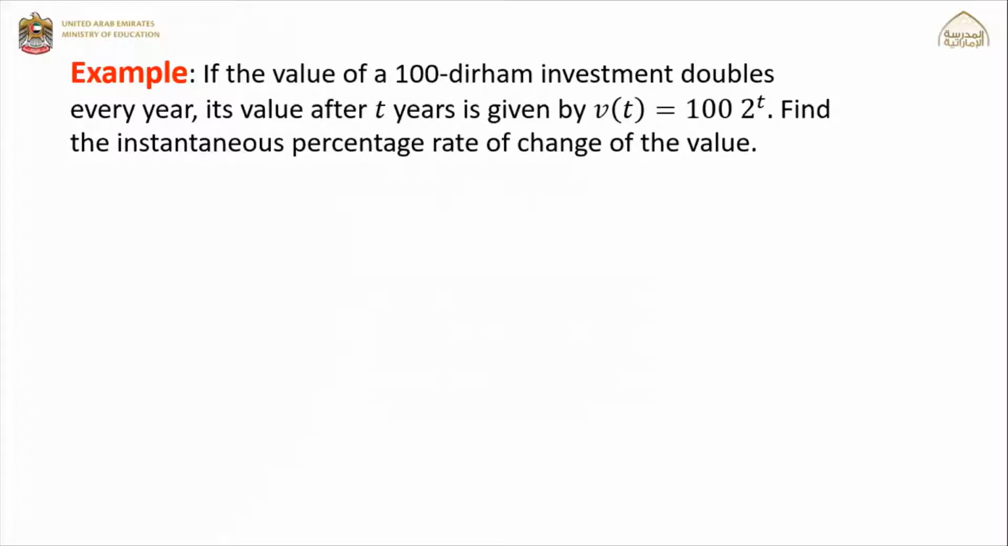Example: if the value of a 100 dirhams investment doubles every year, its value after t years is given by V(t) = 100 · 2^t. Find the instantaneous percentage rate of change of the value V(t). So I want to find the instantaneous percentage rate of change. First of all, I must find the instantaneous rate of change.